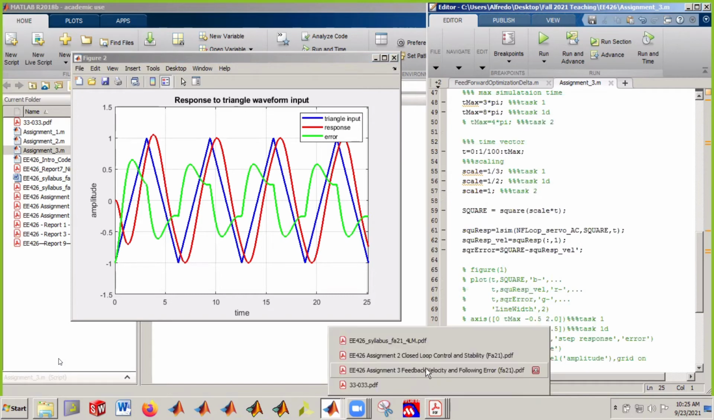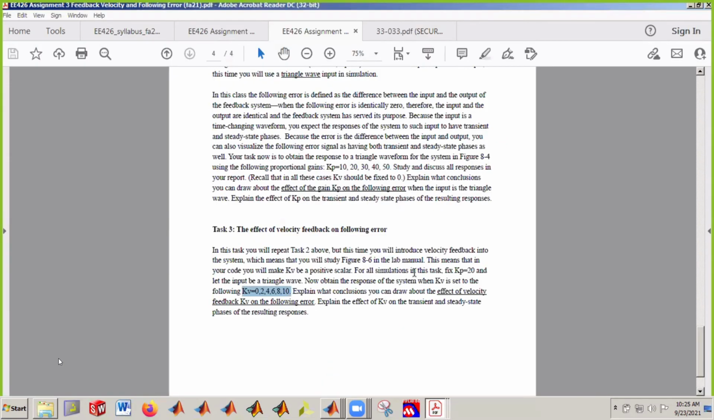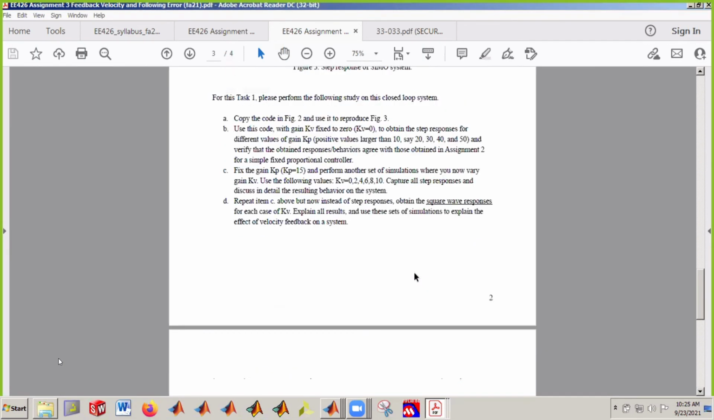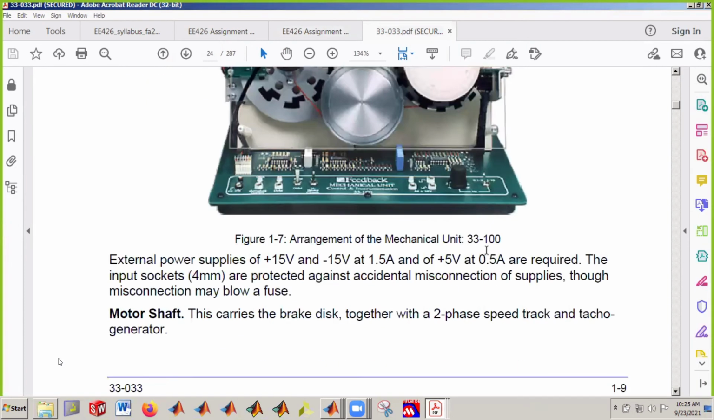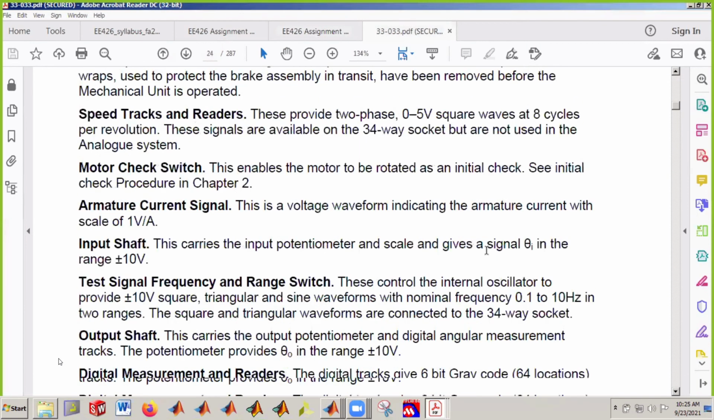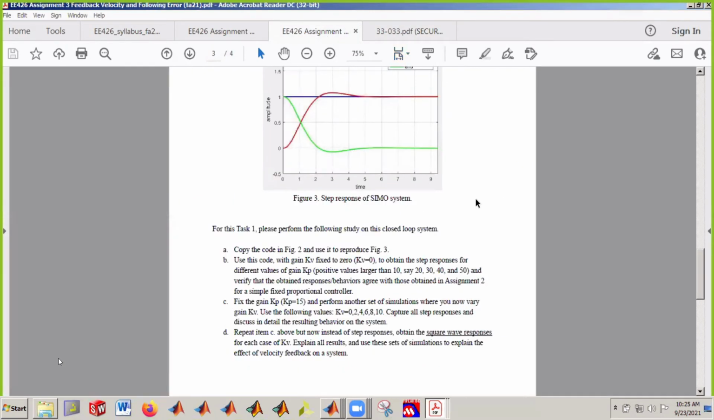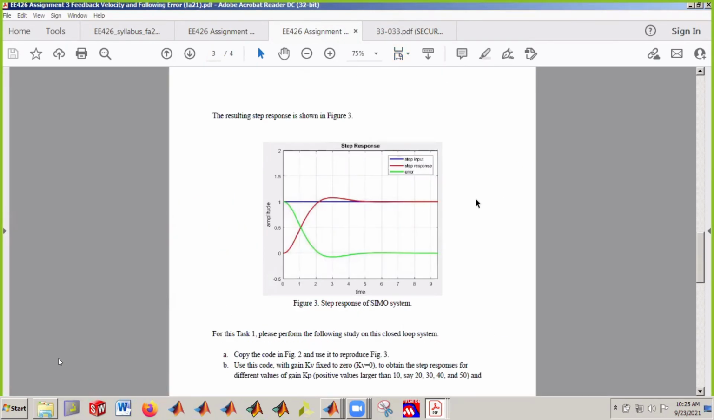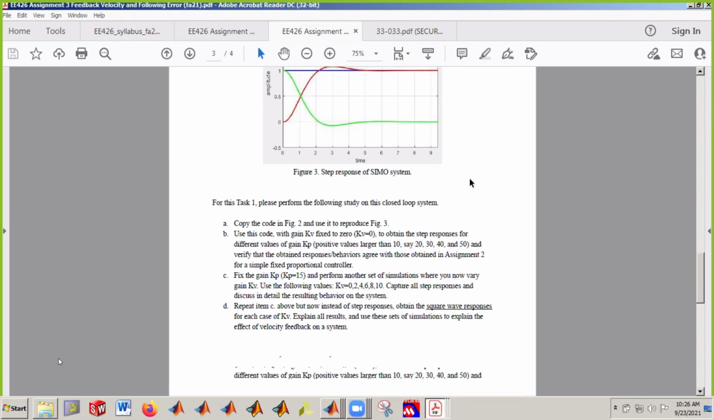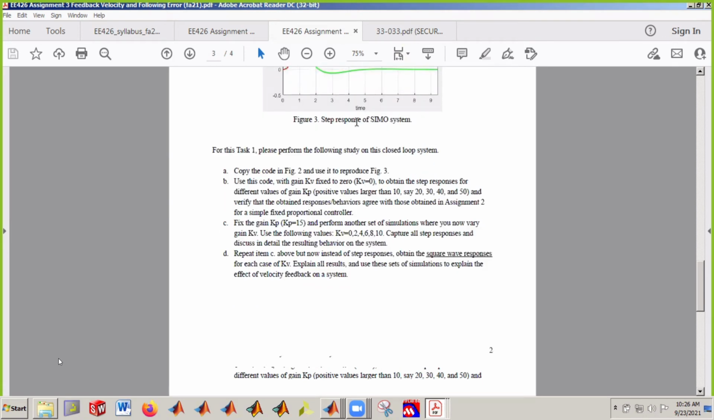You have a chance to play with these responses so that you understand what's behind this. Again, there's a nice discussion about the velocity feedback action in the assignment itself for the particular chapter we are studying. So you may want to read that before you sit down to write your report, so that you can get more details as to how this works. But this is assignment number 3.